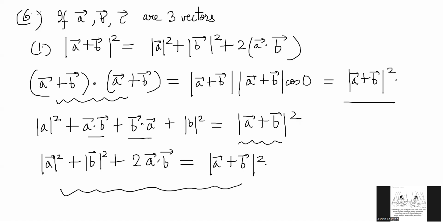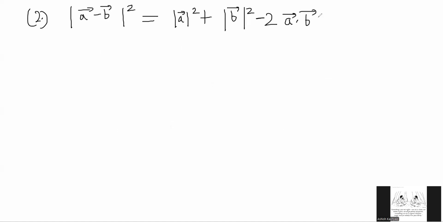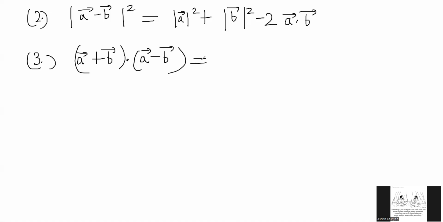Another identity that is related is mod of A minus B whole square. And that will come out in a similar manner as mod of A square plus mod of B square minus 2 times A dot B. The third result is the dot product of A plus B with A minus B. You just do the simple distributive multiplication. It will be mod of A square plus B dot A minus A dot B minus mod of B square. So it will be simply mod of A square minus mod of B square, because A dot B and B dot A will cancel each other here.